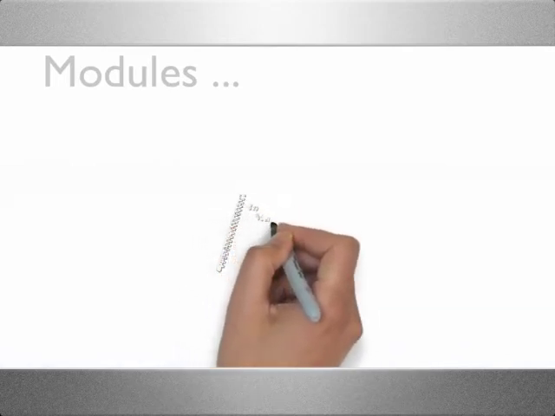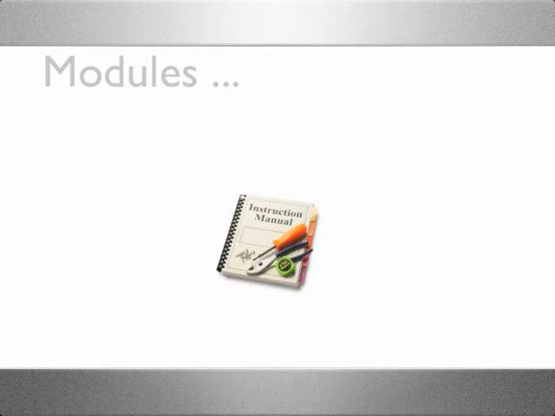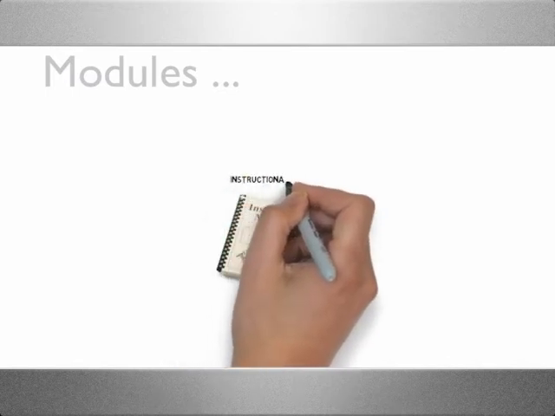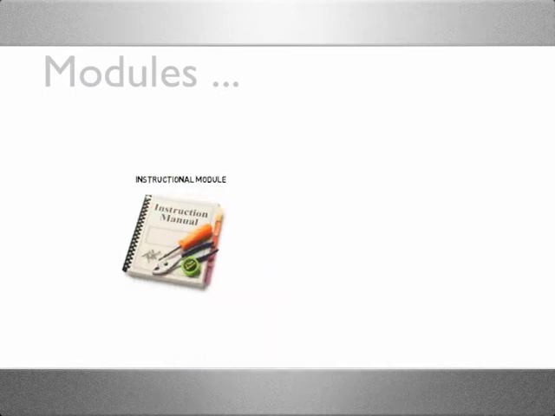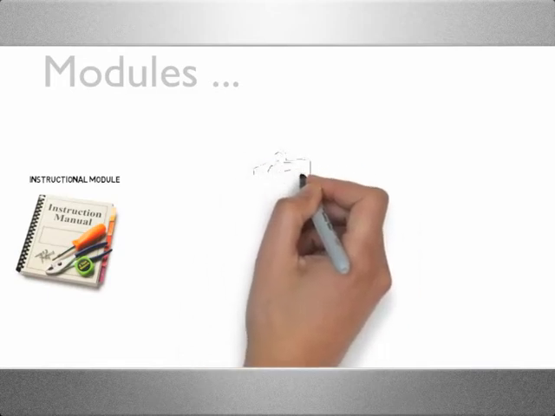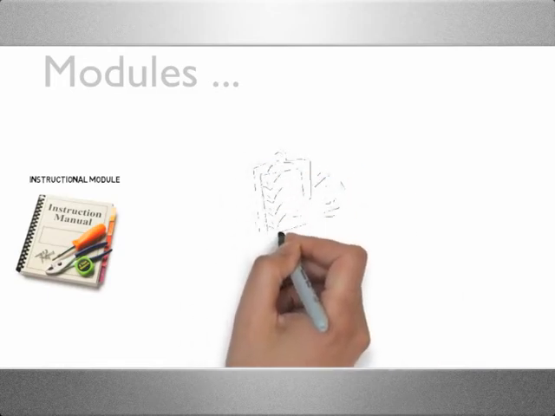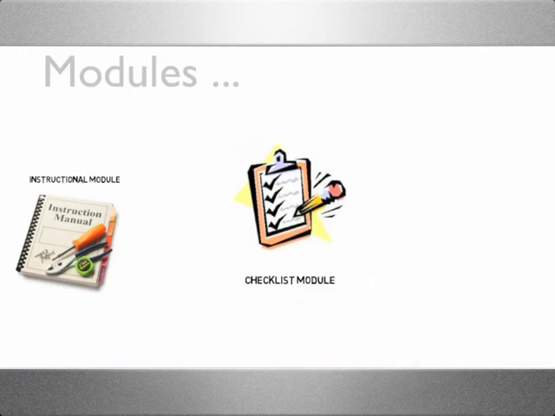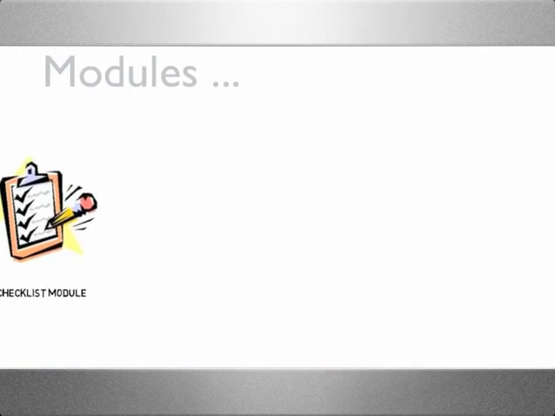Okay, let's have a look at some of the modules that REDFlow has. Firstly, and one of the most important modules is our instruction module. It allows us to add full, rich multimedia instructions for a given flow. The next module is our checklist module. That allows us to add any special checklists and things that we need to remember for that given procedure.